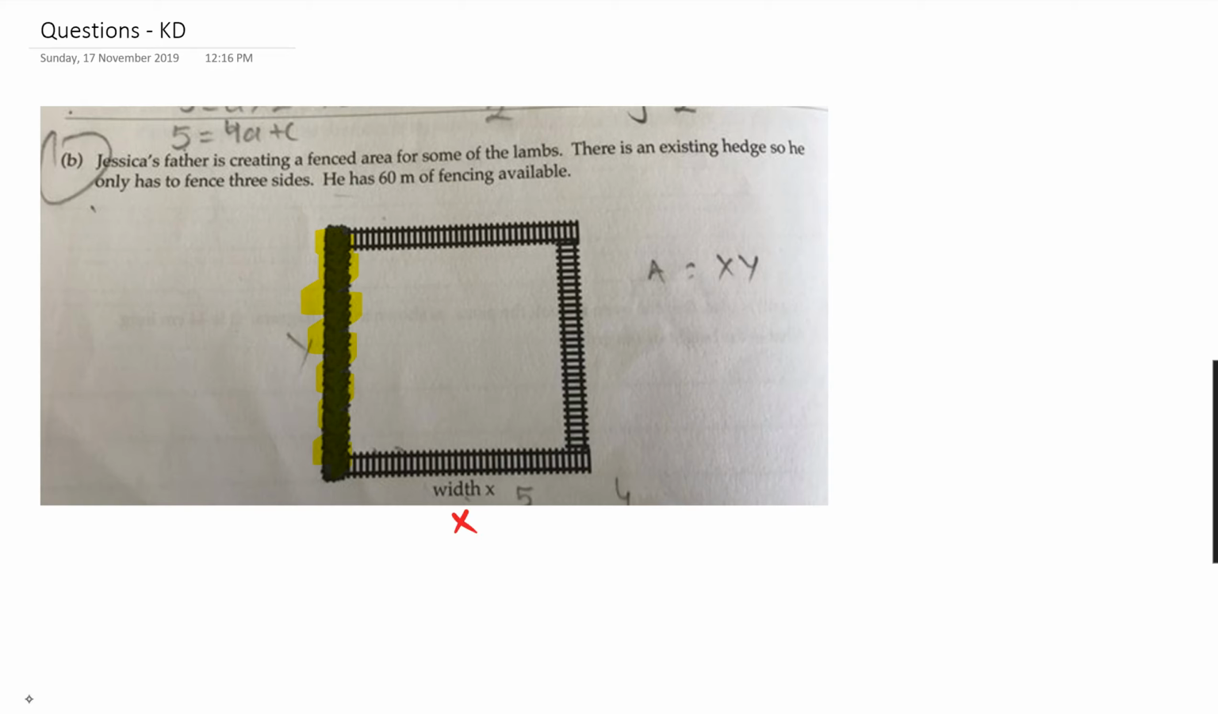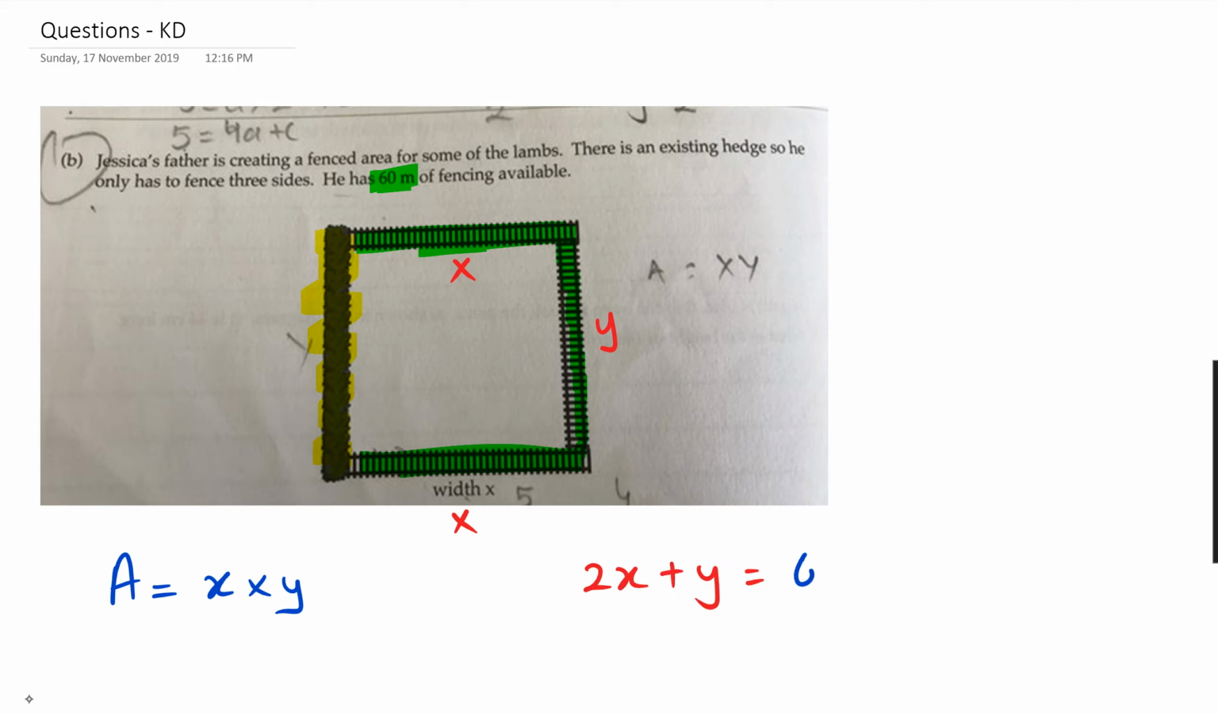Because that x is already given there, I'm going to put the height as y, and as this person's attempted it, area equals x times y. Now the problem is he's only got 60 meters of fencing left. So that means this length plus this length and this length is going to equal 60 meters. So we've got two lots of x plus 1 y, and that's equal to 60 meters.